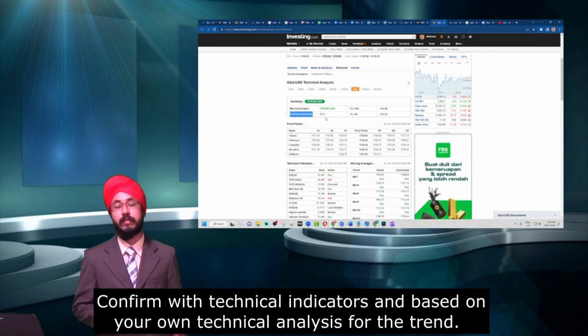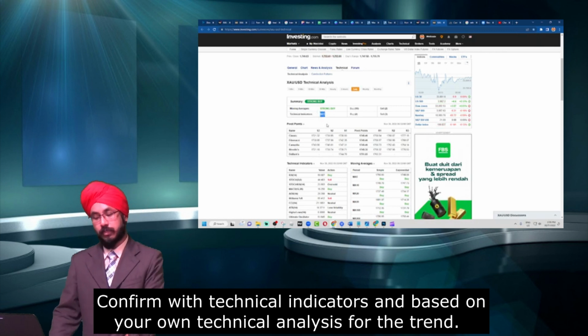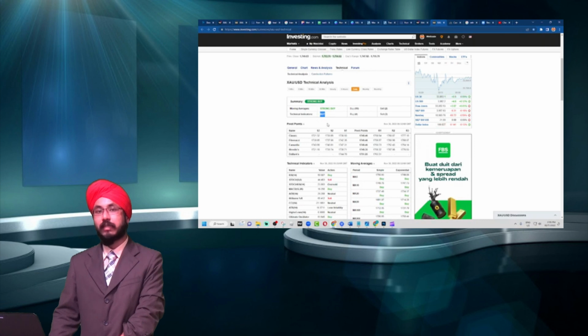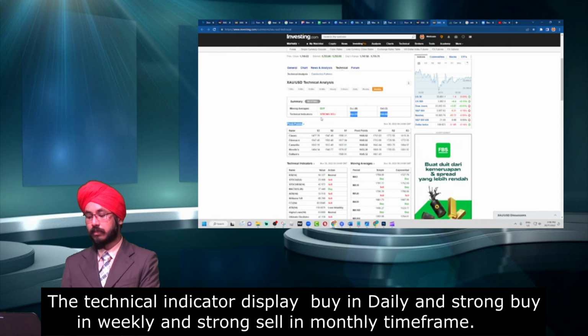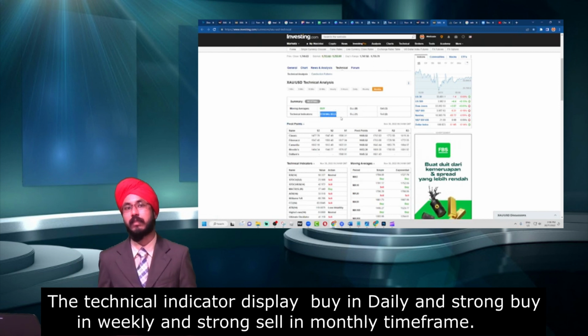First and foremost, we will have to look at what our technical indicator is indicating. At the daily, our technical indicator is indicating a buy. If we go to our weekly, it is indicating a strong buy. And if we go to our monthly, it is indicating a strong sell.